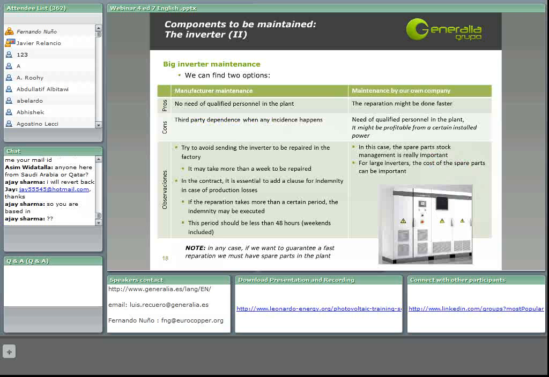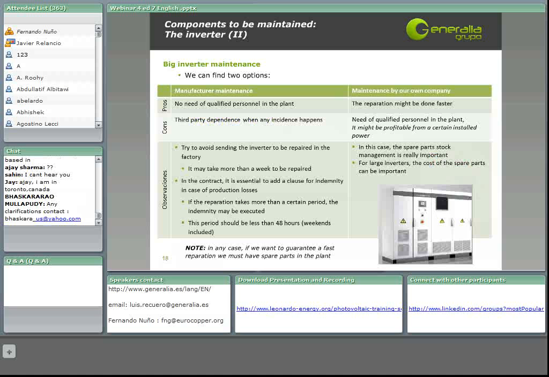So, if this is the case, it is important to know that if we send the inverter to be repaired in the factory, it may take more than a week to be repaired. So, it is essential to add a clause for indemnity in case of production losses in the contract. Normally, if the repair takes more than a certain period, which should be less than 48 hours, the manufacturer must be responsible for the production losses in our solar plant.